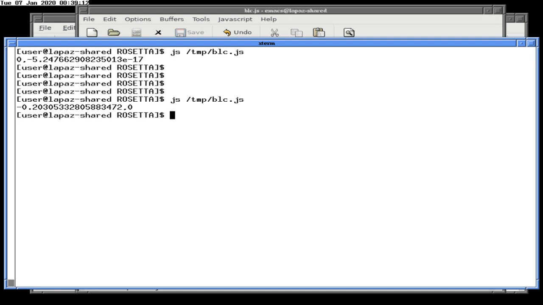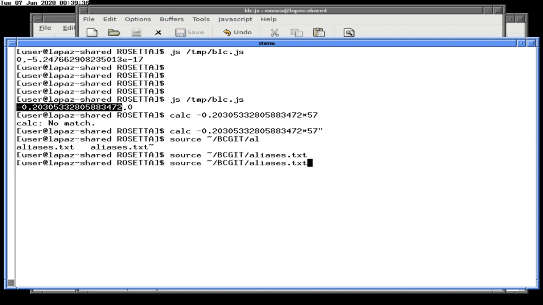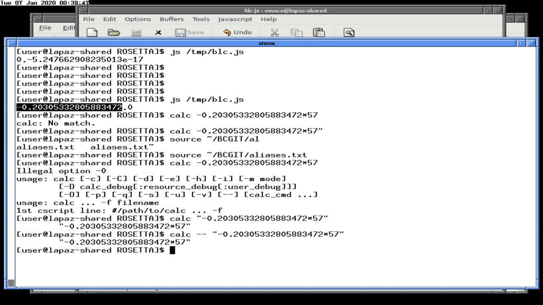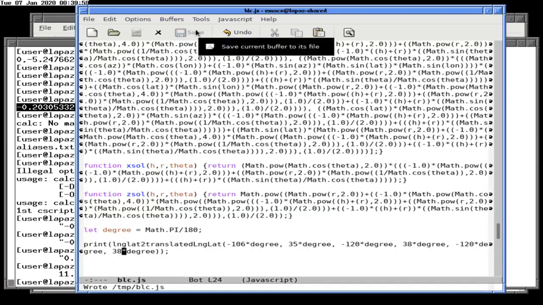And no, right, because we're doing the longitude first. So the longitude here was in radians, and so 57. Hang on, I know I did a new source aliases. Okay, we'll get rid of the minus sign and we'll just add it ourselves. So about minus 11 degrees, 11.57 degrees. So that's saying the distance between these two is 11 degrees around the world.